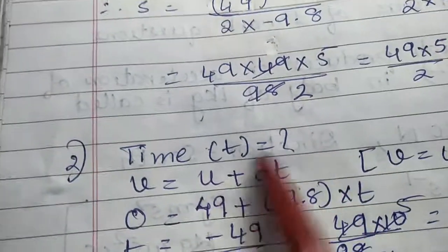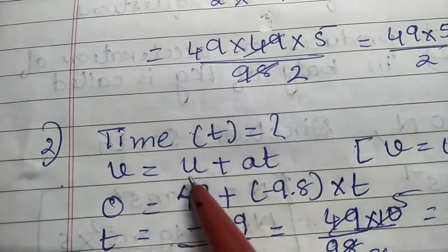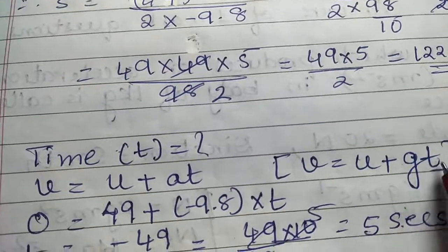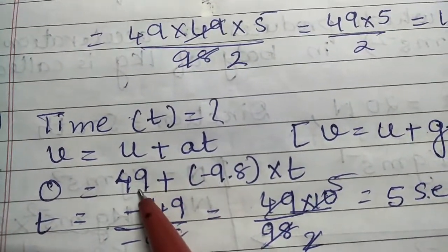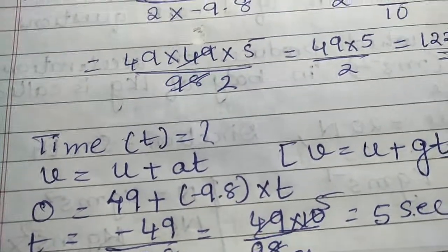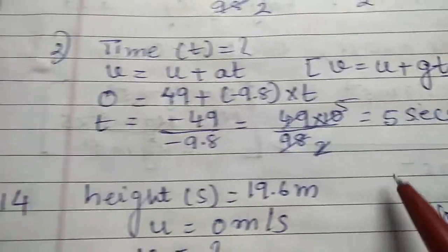Okay, now the next question is the total time. So the time taken, t: v is equal to u plus at. Here you can write gt in place of at. V is 0, we know that. U is 49, a is minus 9.8, and t. Okay, so putting the values, you get t is equal to 5 seconds.